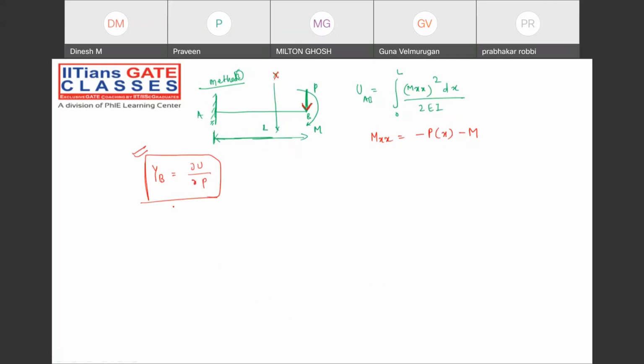Now what you do? The deflection y_B will be the integral of 2Mx into dx into dou Mx divided by dx, divided by 2EI. Nothing I have done, my dear friend, I have just differentiated with respect to x so that I can find the deflection. Anyhow, sorry, just wait. Not with respect to x, we need to differentiate with respect to P. We need to differentiate with respect to P. All of you understanding my point or not?